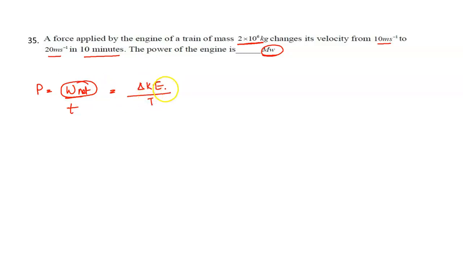So power can be written as change in kinetic energy by time. Change in kinetic energy will be half into mass into V final square minus V initial square, that is 20 square minus 10 square. 20 square will be 400 and 10 square will be 100. So 400 minus 100, this will be 300 upon T. Here if you observe, T is given in minutes, convert it into seconds. 10 minutes will be equal to 600 seconds.